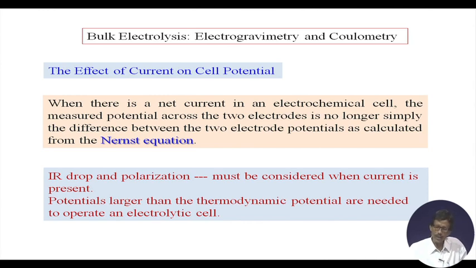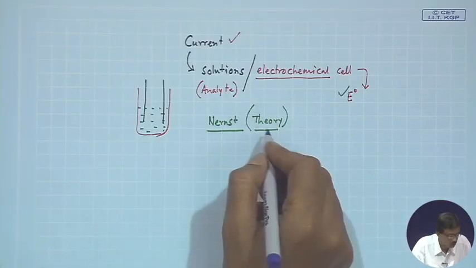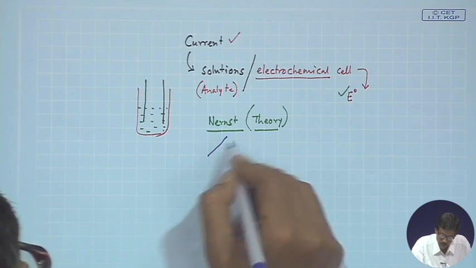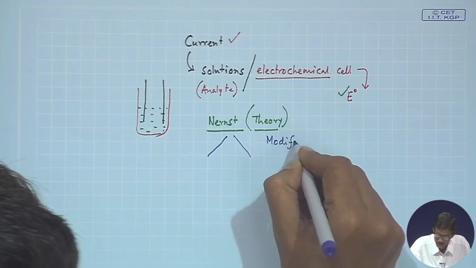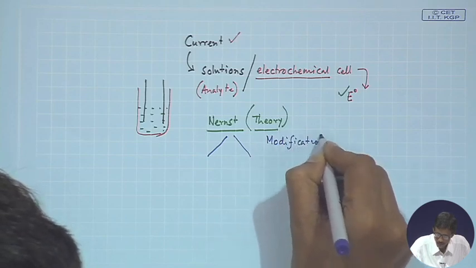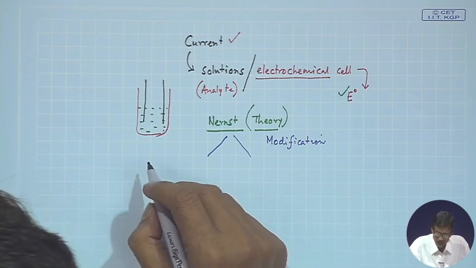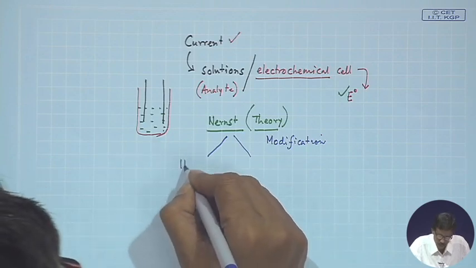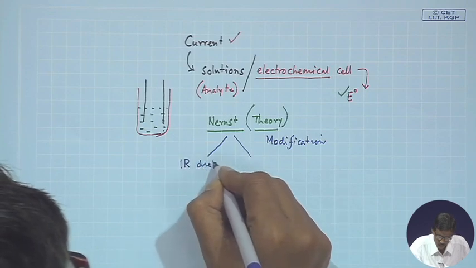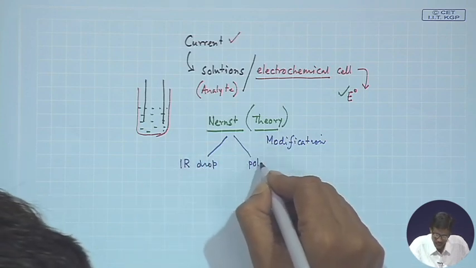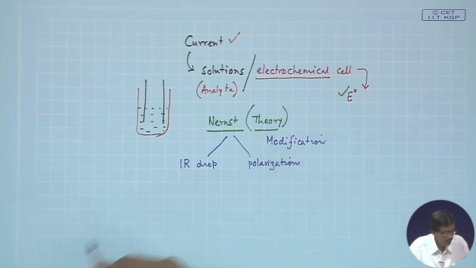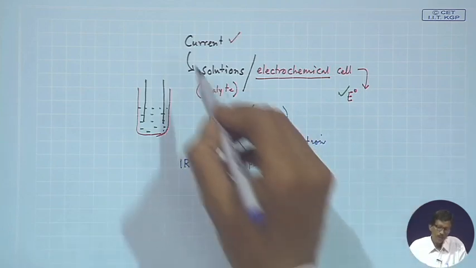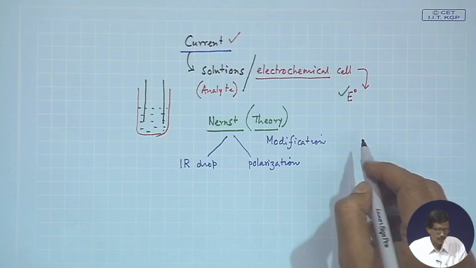So, two things are coming into the picture, and these two things we will now discuss, that when the Nernst theory or Nernst equation is not able to, that means some modification, we should get some modification of that equation. So, this modification is in terms of the IR drop and second is polarization. Because we are talking about the corresponding amount of current.